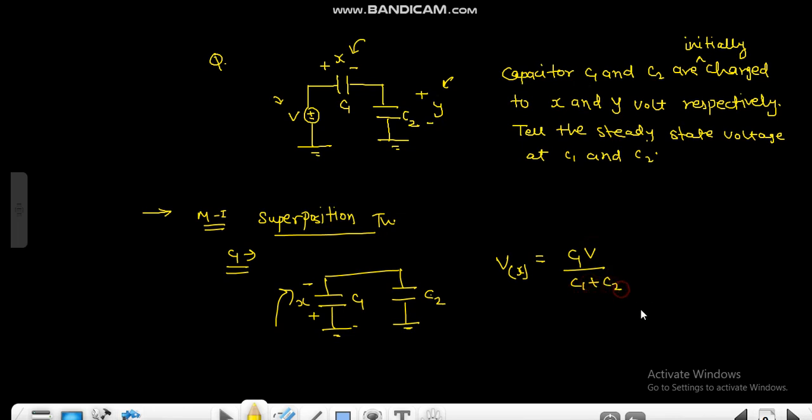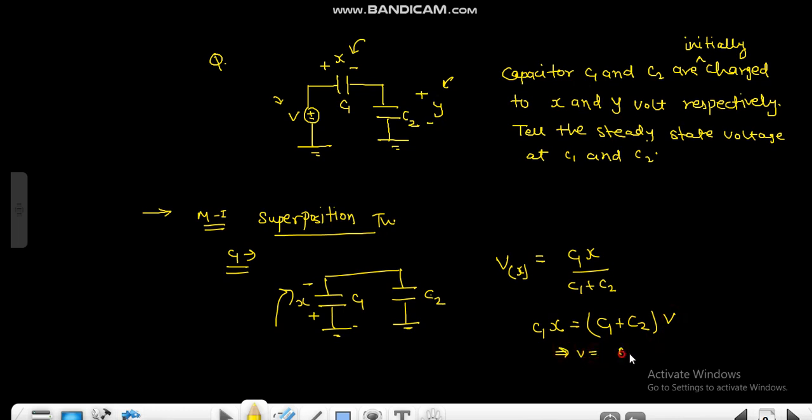Now how did I write that? In the previous, C1V, not C1V, it would be C1x upon C1 plus C2. Now in the previous video I have already explained this formula. Still I will explain once more. How much charge is there before? C1x. And after, C1 plus C2 into V. So what would be the charge?